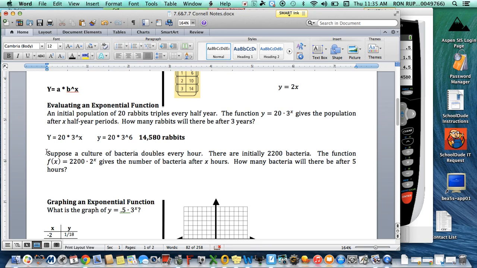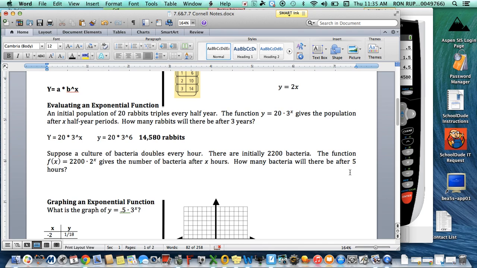So suppose a culture of bacteria doubles every hour. There are initially 2,200 bacteria. The function 2,200 times 2 to the x gives the number of bacteria after x hours. How many bacteria will there be after 5 hours? I honestly want you to pause the video and see if you can evaluate this on your own. Give yourself a couple minutes, see if you can do it, and then check your answer. So go ahead and pause now and give it a try.